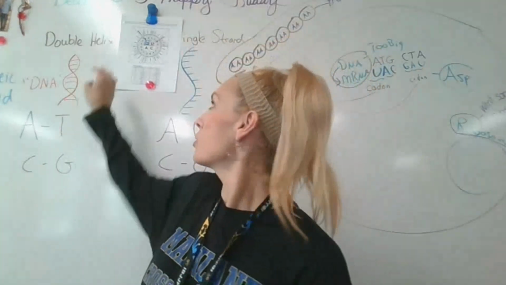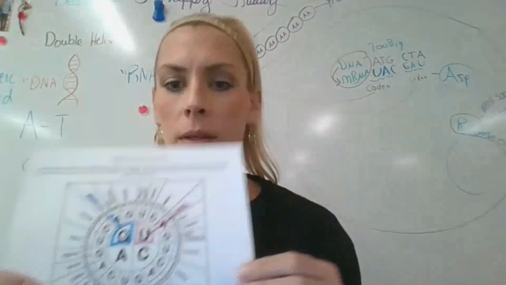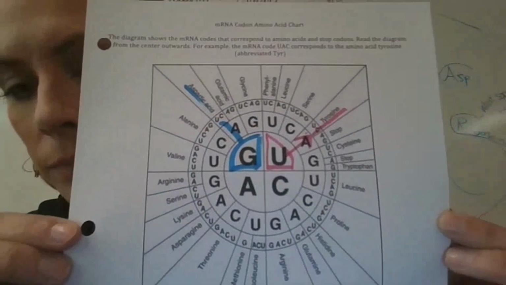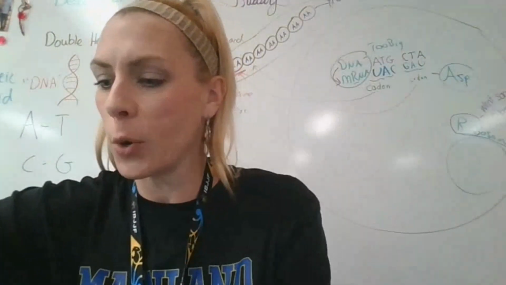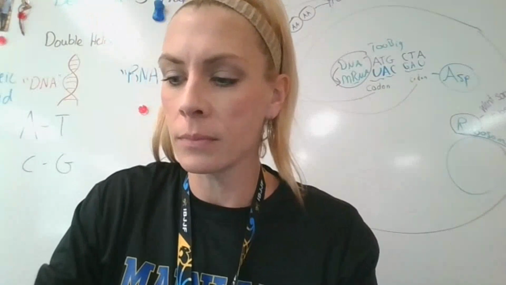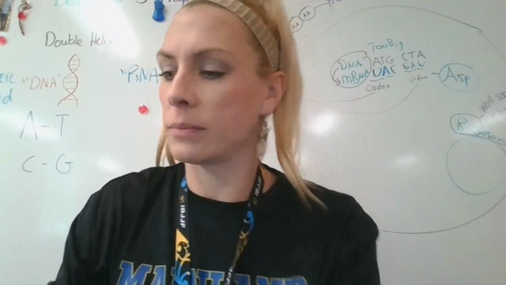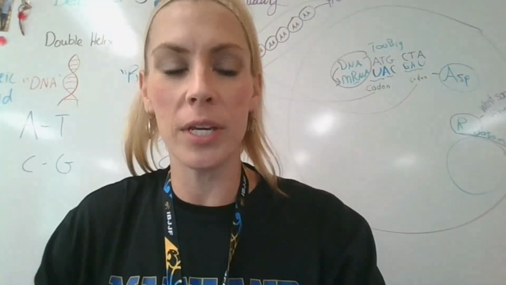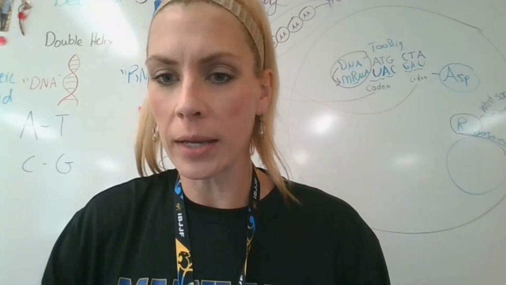So if I look on this chart, you have this in front of you. I'm going to start in the middle, okay? So AUC, I'm going to write these down and then I'll go back to my screen. All right, so I just wrote down my 3 codons, AUC, AGA, UCG. All right, so let me go back here.